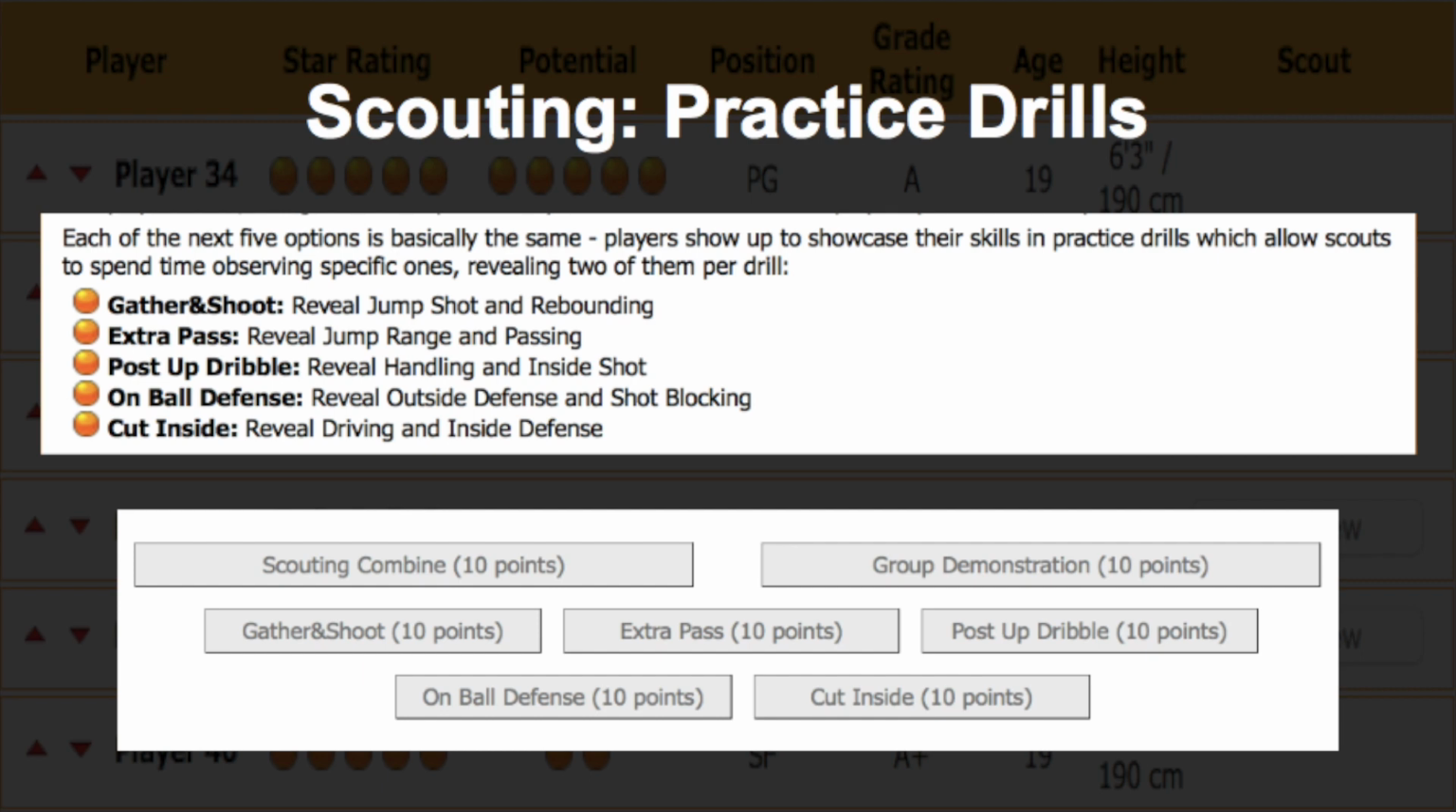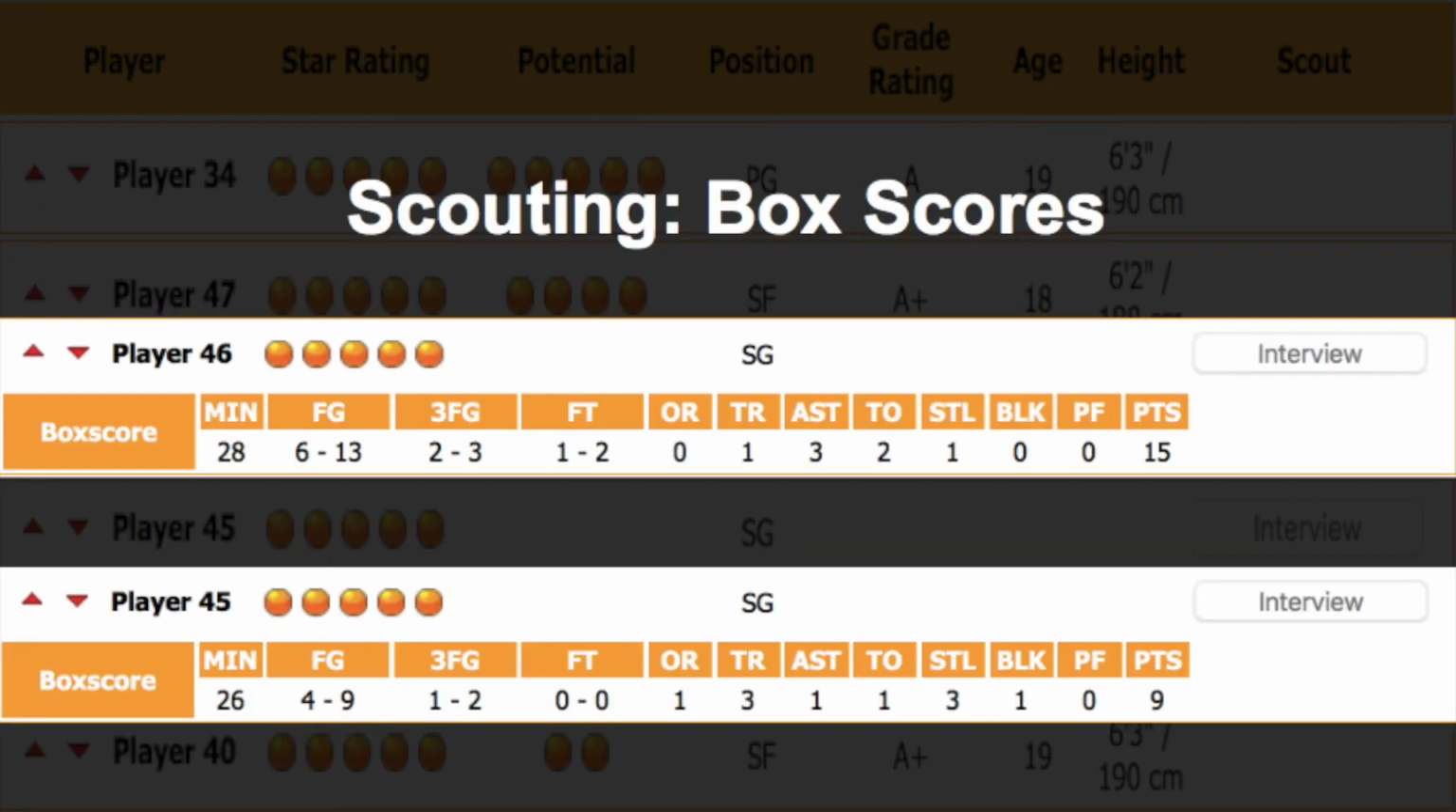And then the big reason for the drills and why I think they're incredibly helpful if you have extra points is while box scores can be used to make some assumptions about players and their skills, the box scores should not be considered a reliable source of information. And that's where this third scouting option or the practice drills come into play.